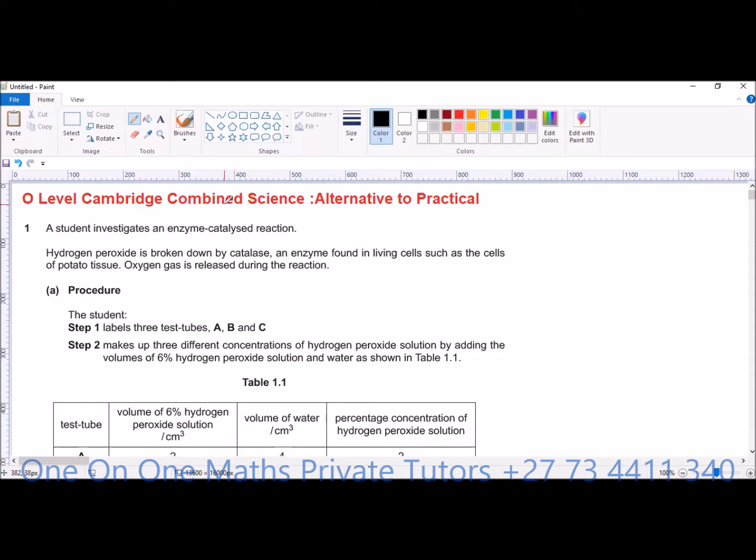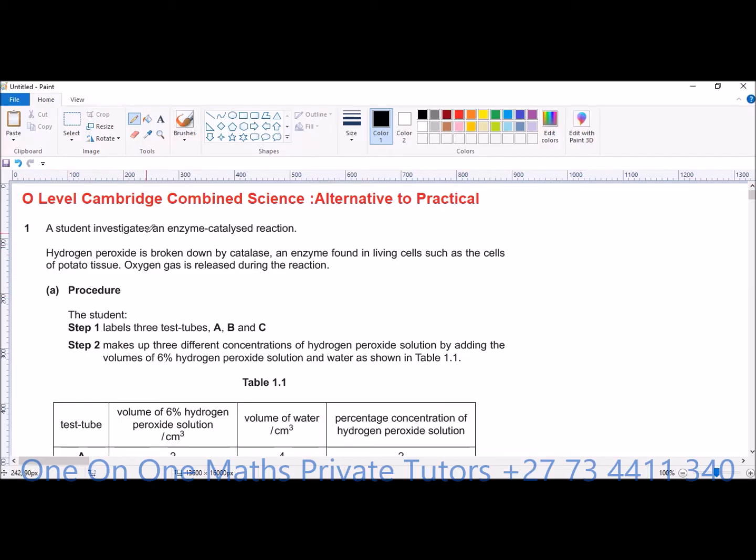In one question, you'll find a bit of physics, a bit of chemistry, a bit of biology. It might be primarily a biological question, but you'll find a bit of the other subjects in it because it's alternative to practical for combined science. Okay, let's look at this question. This is primarily a biology question, but we will find a bit of physics applications and chemistry applications in it. All right, let's look at this.